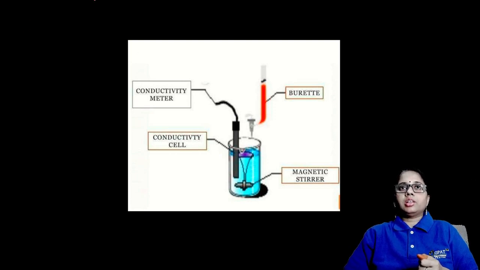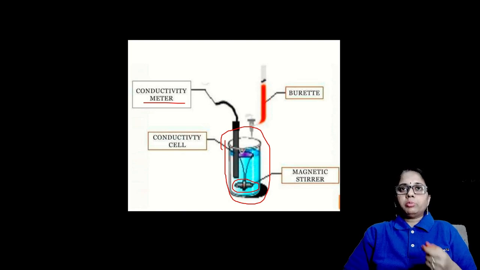Okay, so if you see in this picture, the conductivity meter is connected here. What we have seen in the first slide, this is the conductivity cell, the total flask like this. Here a magnetic stirrer will be there because while adding the titrant from the burette, the solution should be in a mobile state. While stirring only, you need to measure the conductivity. And this is the electrode, black color one, the platinum electrode.